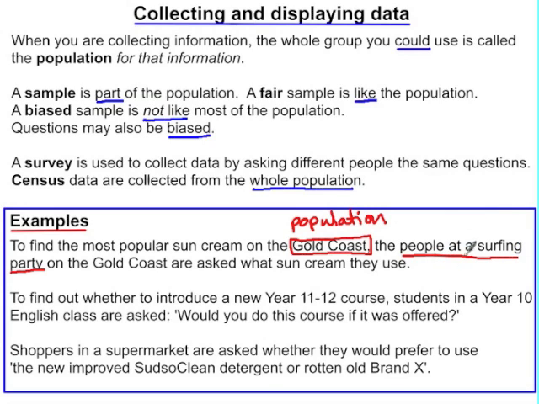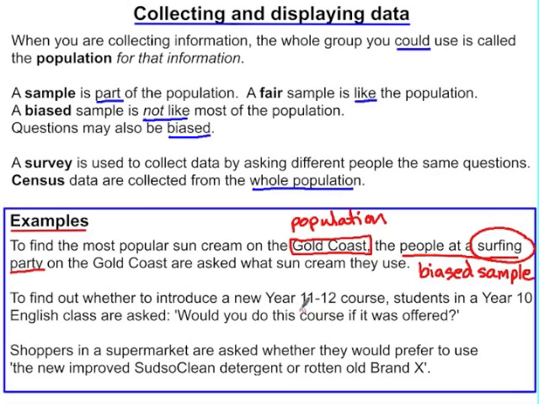Now, we can assume that everybody at the party either surfs or is connected with the surfing community, and so it might be that they all use a particular brand of sun cream that is marketed to surfers. Our sample is biased because it does not represent the whole population of people on the Gold Coast.